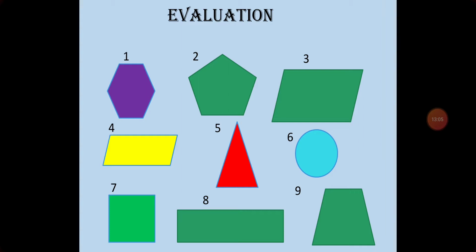Now, this is quite easy and interesting. So I have my evaluation here. I've put out some shapes for you. What you're going to do now is to name these shapes. Write their names. What is number 1? What is number 2, 3, 4 to number 9? I am waiting. Follow the video, watch it again, and see if you can identify the characteristics in these shapes.